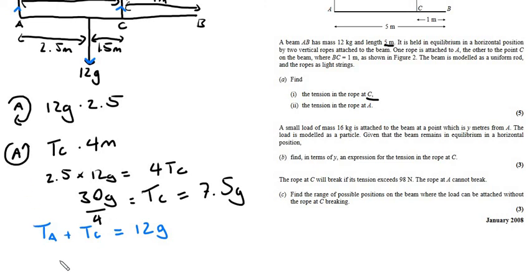So let's just do that. T at A is going to be equal to 12G minus the tension at C, which we've just worked out as 7.5G, which is equal to 4.5G. And there we go, that's part A done.